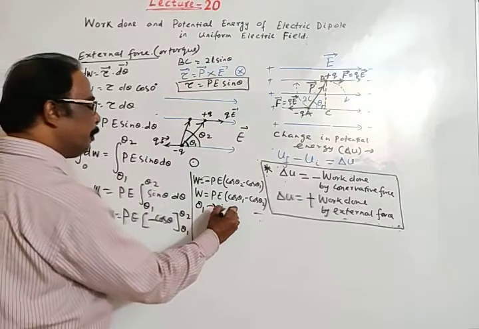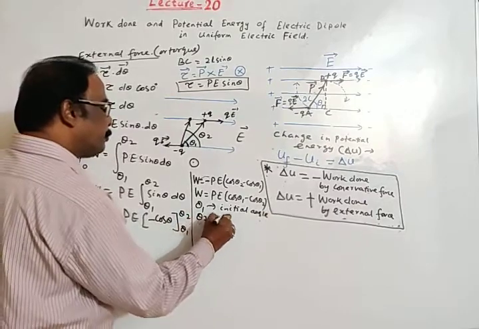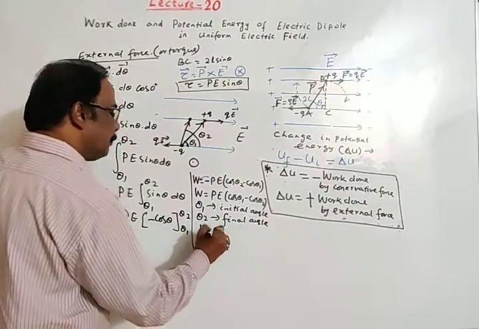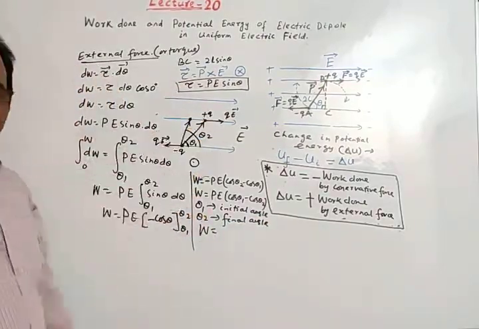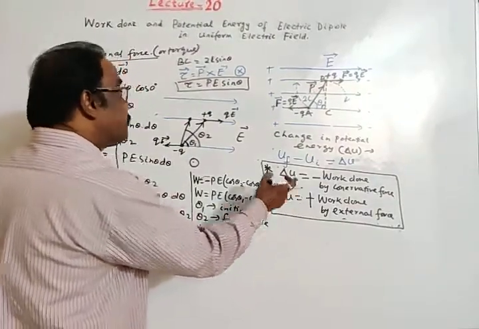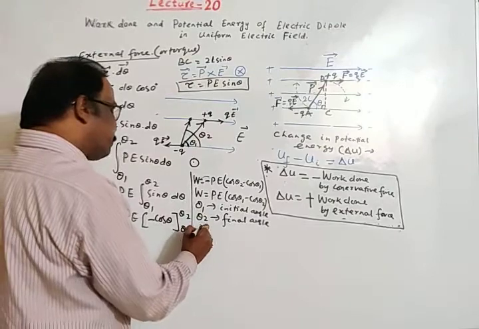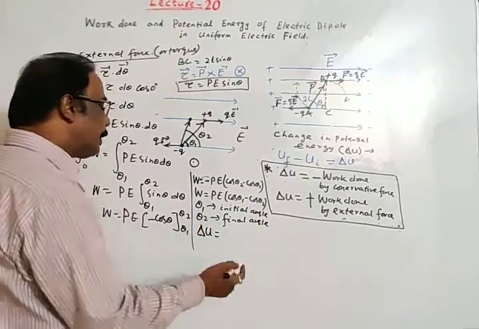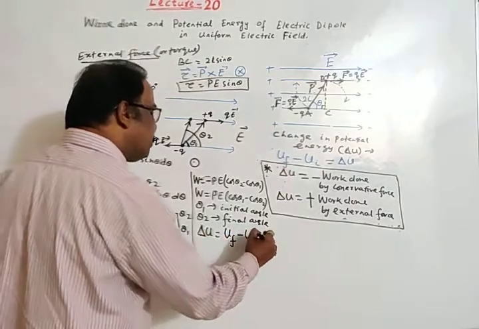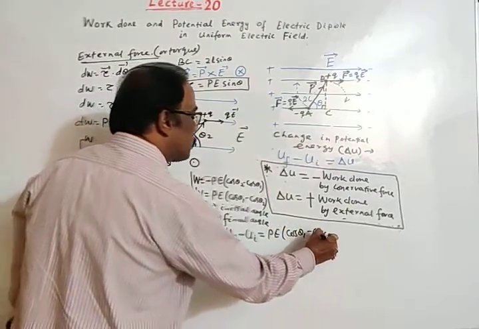Theta 1 is the initial angle, theta 2 is the final angle. This work is done by external torque, meaning torque produced due to external force. This work is the change in potential energy. Then what is potential energy? Final potential energy minus initial potential energy is equal to p E times cos theta 1 minus cos theta 2.